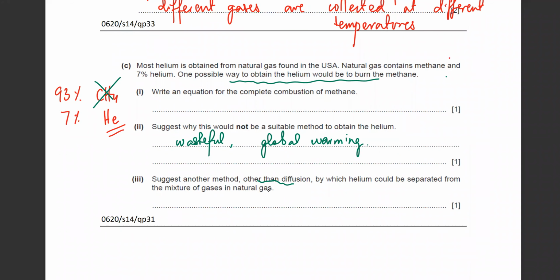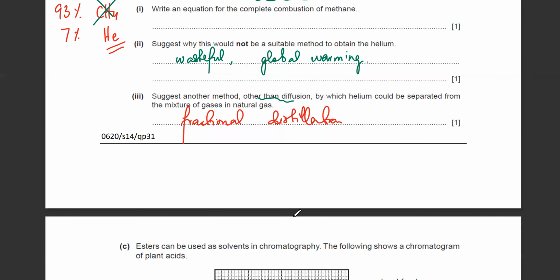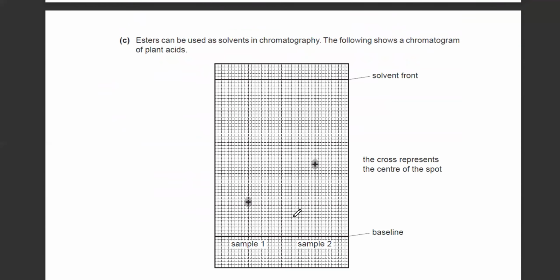So, could we use fractional distillation if we turn the air to liquid? Most likely they're two different substances, so they have different boiling points. So you can definitely use fractional distillation. One would boil or condense at a different temperature, and the other would boil and condense at another temperature. So fractional distillation could be used in that case.